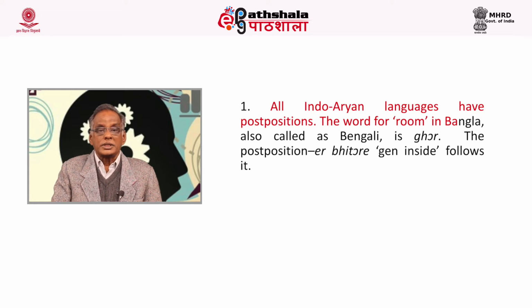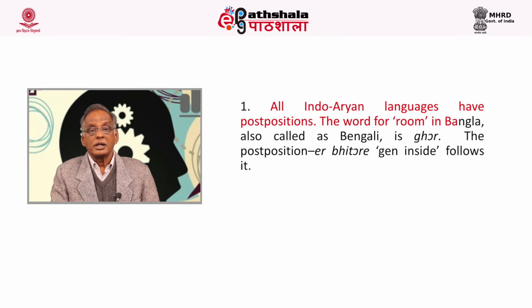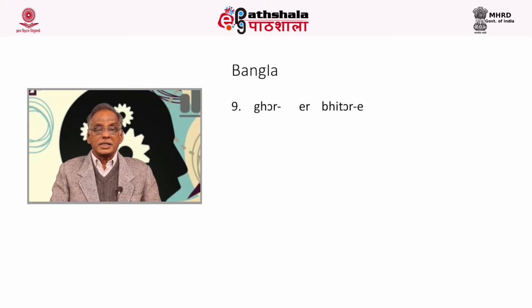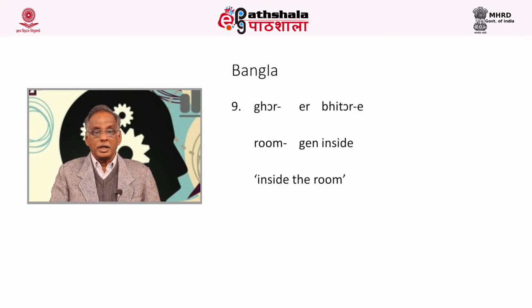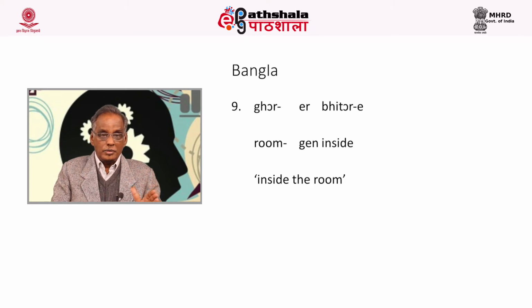Now, what are the word order universals that are found in these languages? You have all Indo Aryan languages having postpositions. That is, the noun is followed by a postposition, not as a preposition like in English, French, or Khasi. Khasi is spoken in Meghalaya. Let's take a sentence such as 9 from Bengali or Bangla, Ghorer Bhitore. Here, room is ghor, the genitive is a postposition.